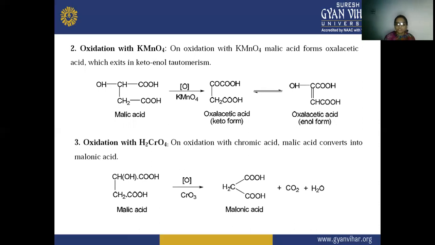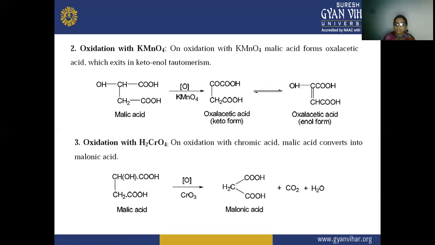As you can see, in oxaloacetic acid, this is the keto form, so this is the keto group attached to it. From here, this H and this OH are removed, and here the oxygen is added. So there is an oxidation from this malic acid to this oxaloacetic acid, and there is a formation of this keto form. This is the keto form, and this is the enol form.